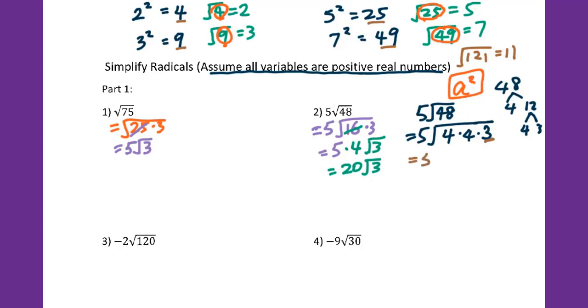So you will get 5 times, the 4 you take out is a 2, this other 4 taken out is 2, then the square root of 3. So you will get 20 square root of 3, the same answer. So either way is fine for simplifying radicals.